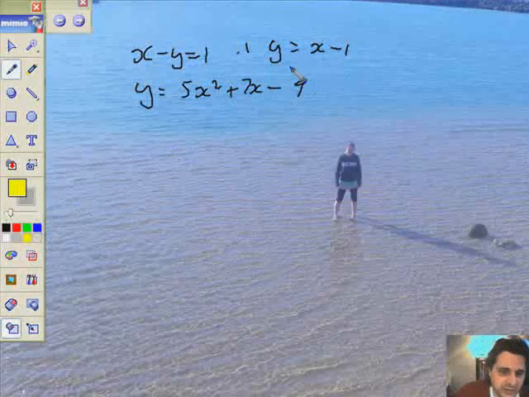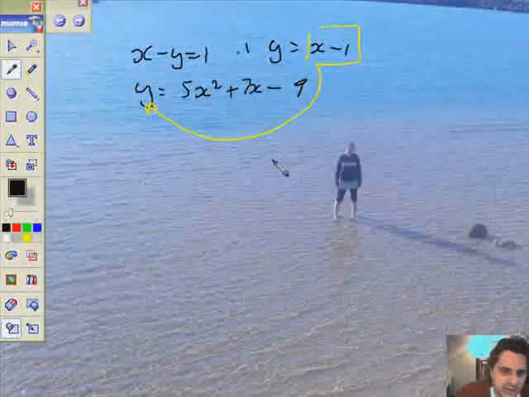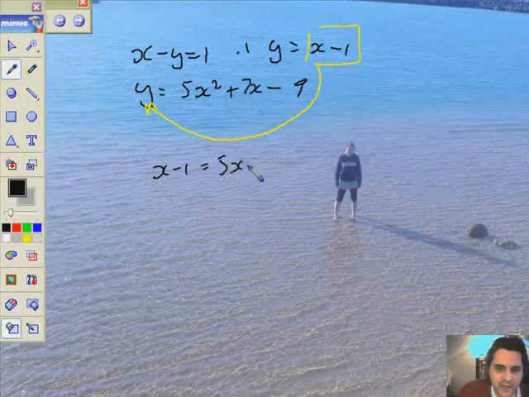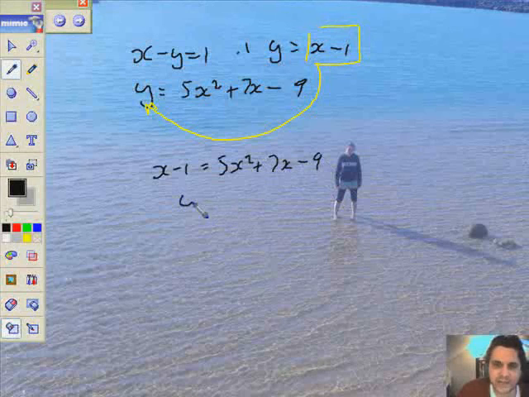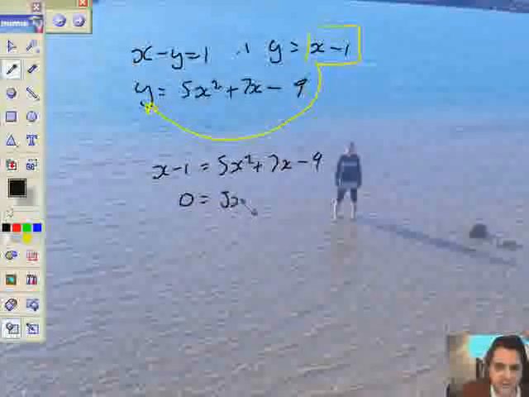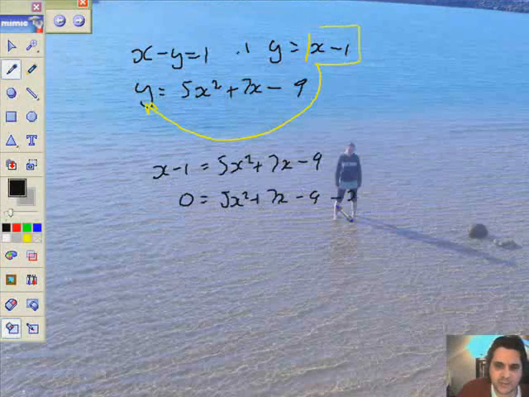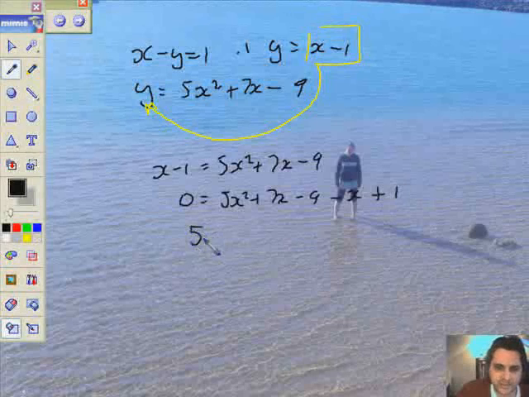I'm just going to substitute that little part into here and just carry on with the maths. So x minus 1 equals 5x squared plus 7x minus 9. Bring it all over to the right hand side. Nothing equals 5x squared, 7x minus 9 minus the x and plus the 1. Squishing it up a little bit.